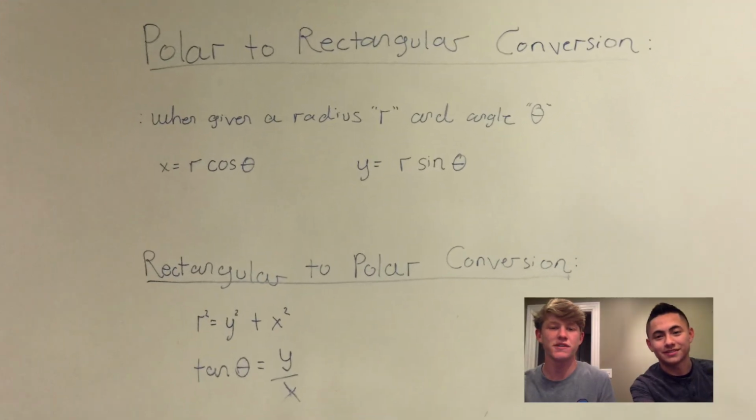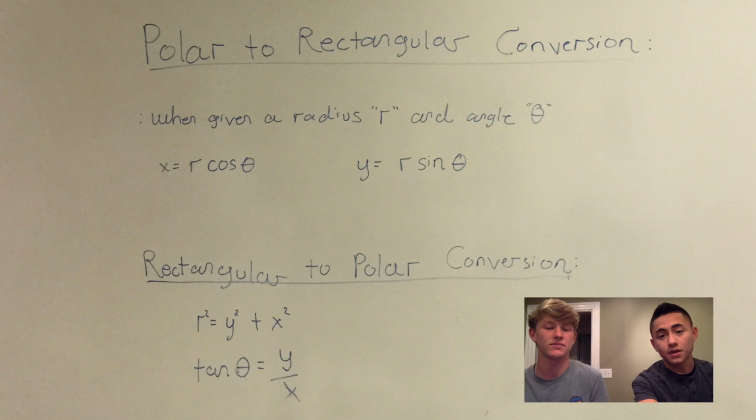You guys are probably used to seeing your x and y coordinates in rectangular form, but polar coordinates are given with a radius r and an angle theta. If you wanted to rewrite your polar coordinates in terms of x and y, your x would equal r cosine theta and y would equal r sine theta. When going from rectangular to polar coordinates, what you really need to remember is that r squared equals y squared plus x squared, and that tangent theta equals y over x.